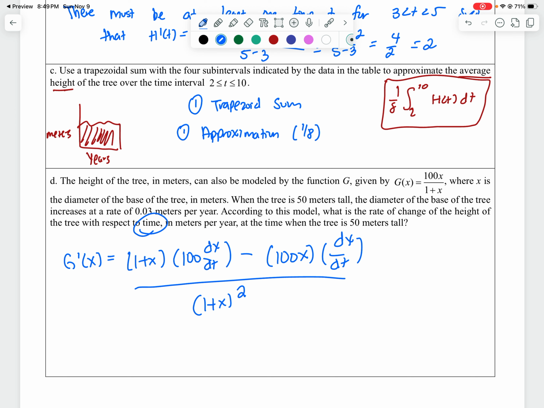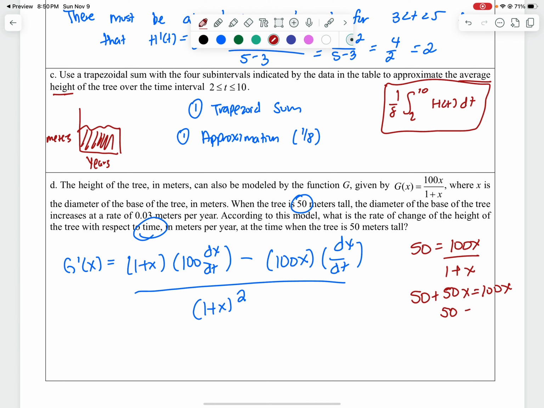A couple of us did not take the derivative with respect to time, so you only got a maximum of 1 point. Some of us did plus instead of minus, and then some of us just forgot to include what x was. In this case, you had to find out what x was because they gave you that the tree was 50 meters tall. So you're just going to plug in at 50 is equal to 100x over 1 plus x. 50 plus 50x is equal to 100x. 50 is equal to 50x. x is equal to 1.